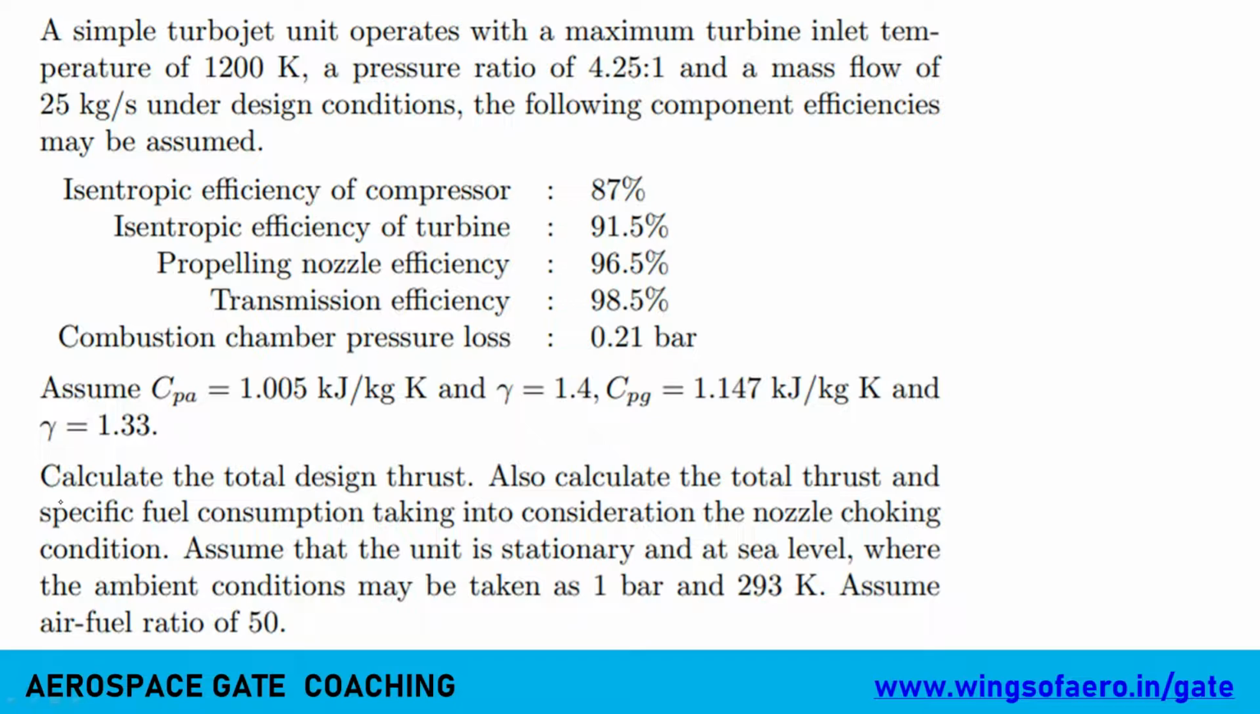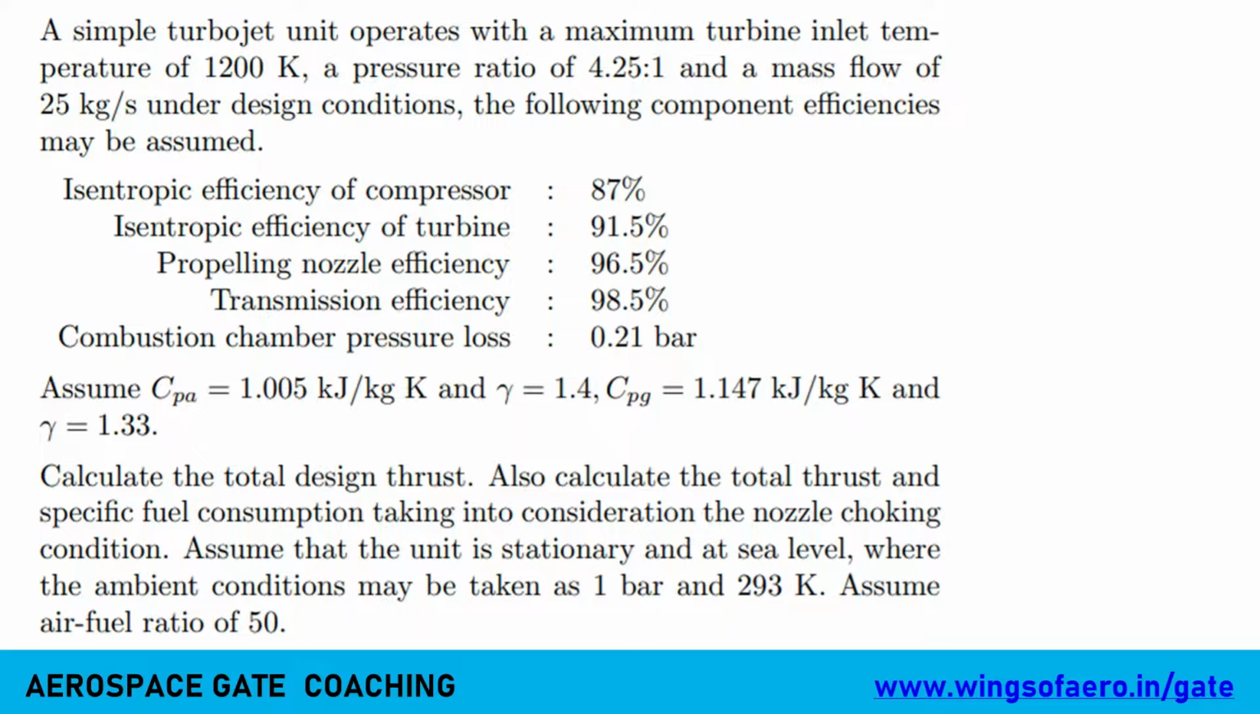What are the parameters we have to calculate? Calculate the total design thrust. So here we will see what is the equation of thrust. We will also see how to calculate the total thrust, and you can see there is a difference in total design thrust and total thrust. That also we will see, that formula, and specific fuel consumption. And for that specific fuel consumption we will need to consider the nozzle choking condition. So at what point and under what considerations can we assume that the nozzle is choked? So what are the conditions, that also you will get to know from here.